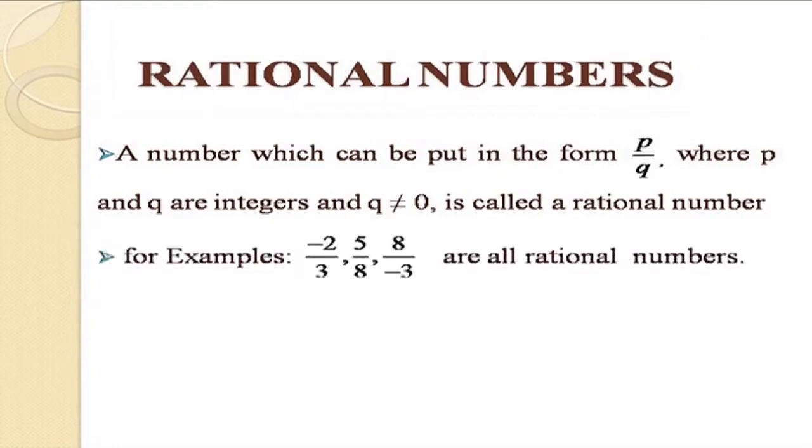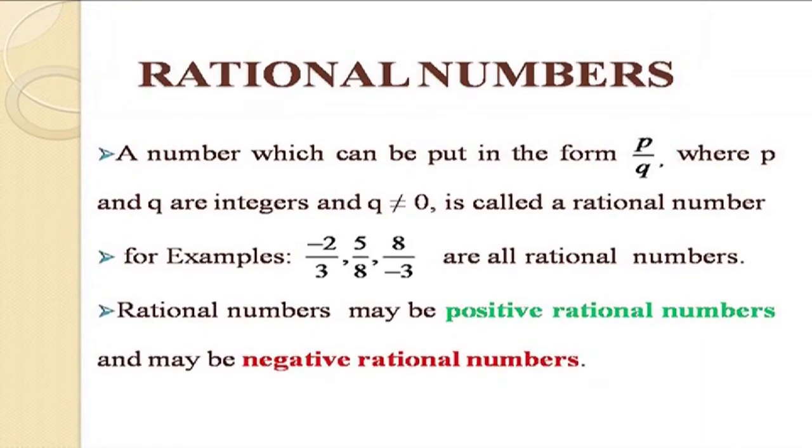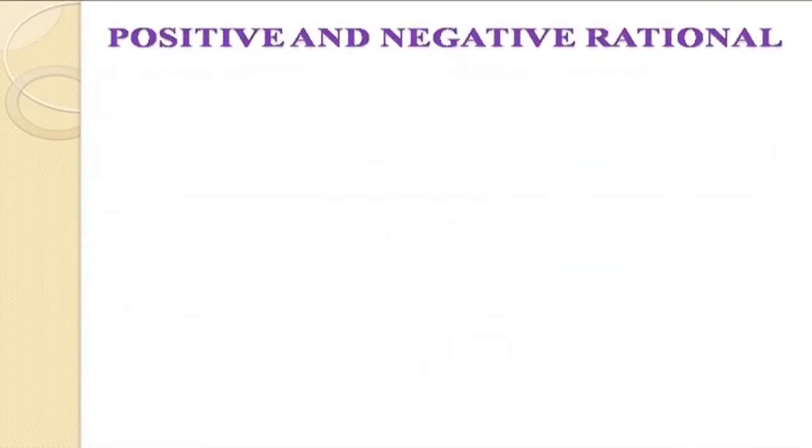For example, minus 2 by 3, 5 by 8 and 8 by minus 3 are all rational numbers because in all the cases the denominators are not equal to 0. A rational number may be a positive rational number or a negative rational number. Now, what is a positive and negative rational number?